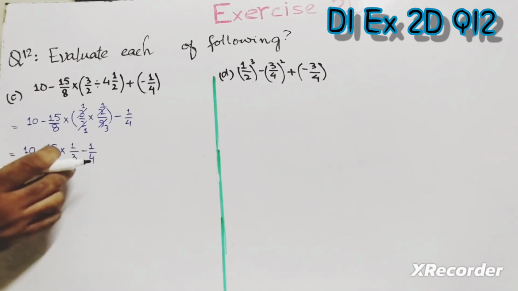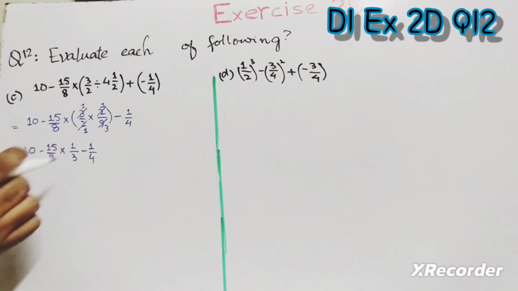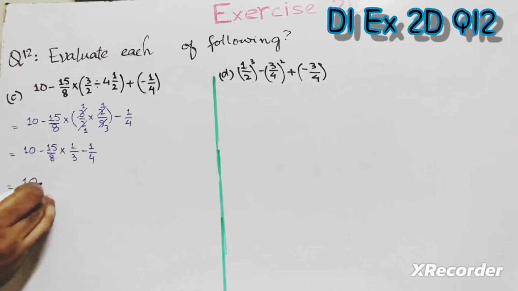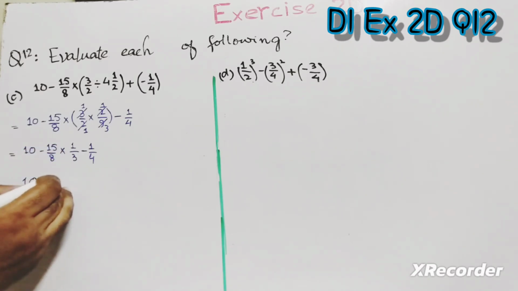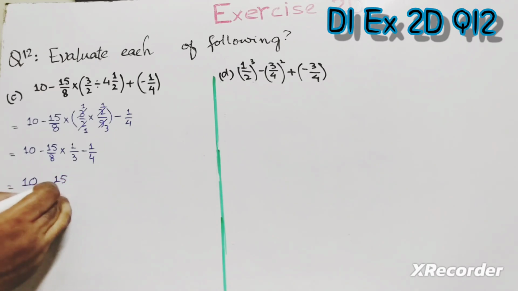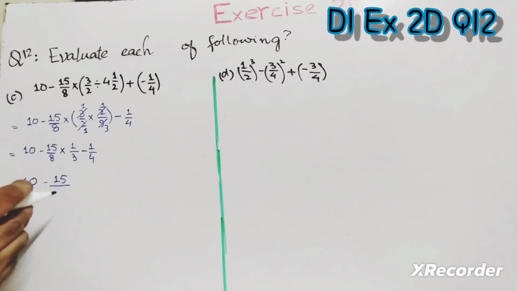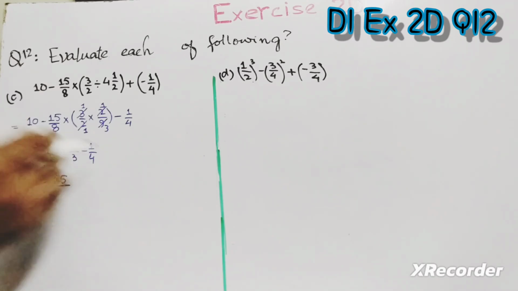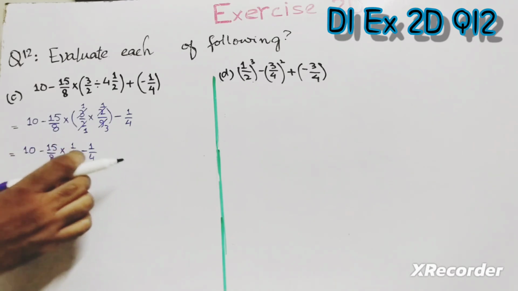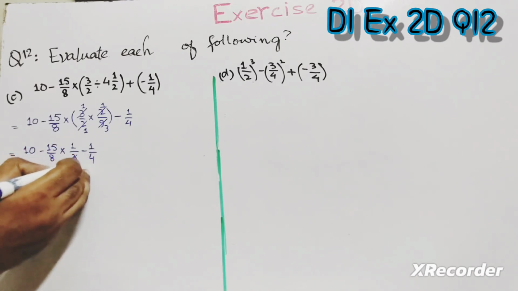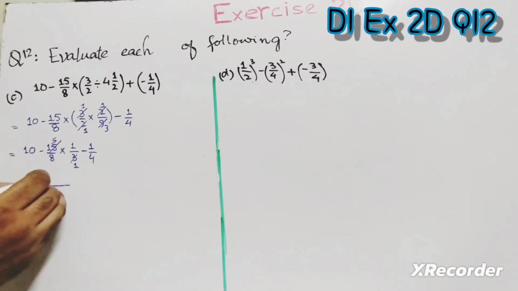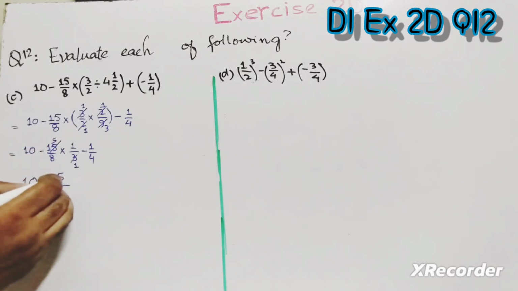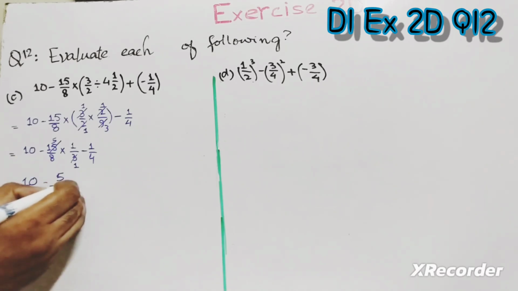Now first of all, we have to multiply these two, then we add and subtract. So 10, 15 times 1 is 15. Or either we can cut out these two numbers, so it will be easy. 3 times 1 is 3, 3 times 5 is 15. So minus 5 multiplied by 1 is minus 1, minus 5. So 8 times 1 is 8, minus 1 upon 4.